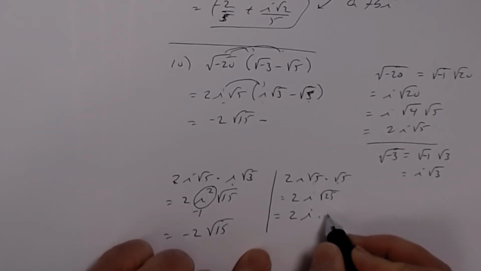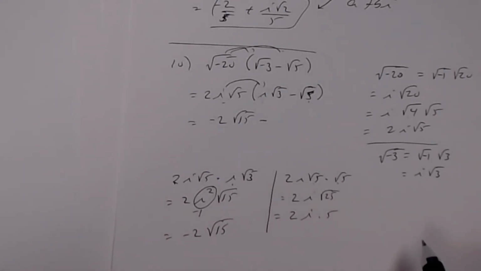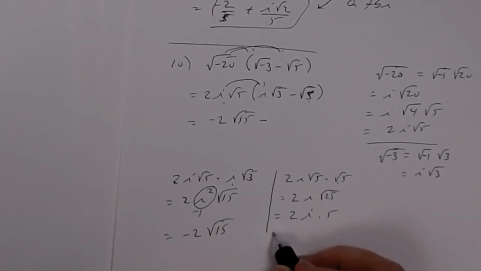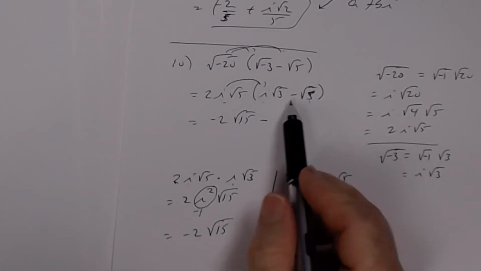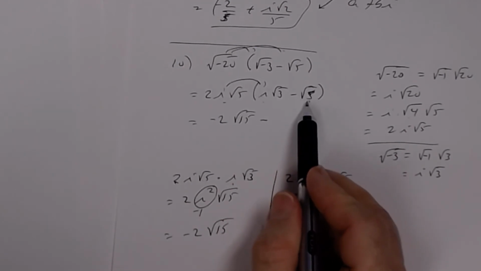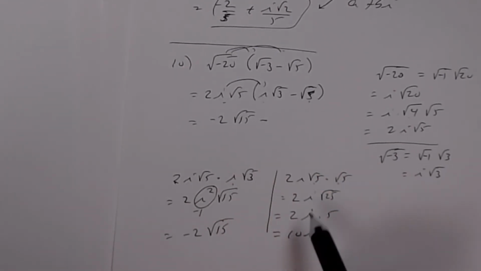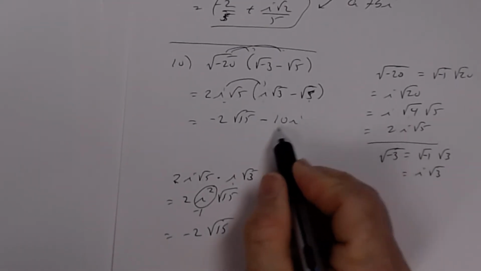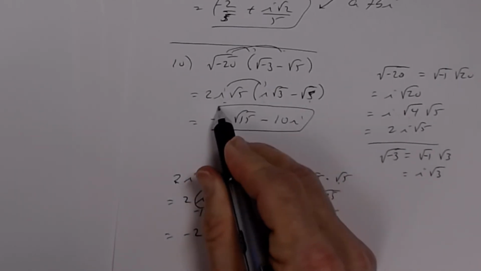So 2i times 5. And then remember, multiplication is commutative, so the order in which I multiply does not matter. So I could say 2 times 5 is 10, and so I get 10i. And so when we say this times this, we get 10i. And so there's your answer right here.